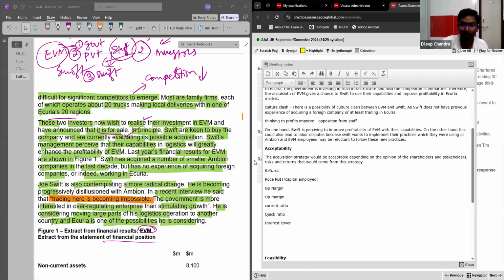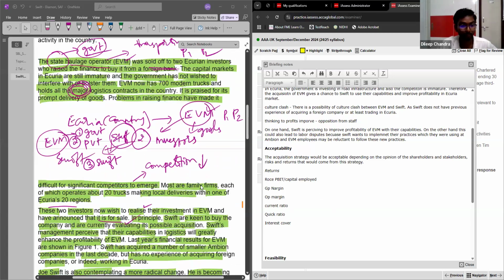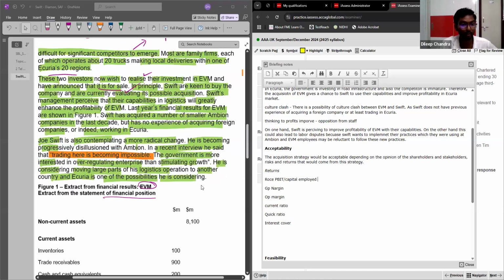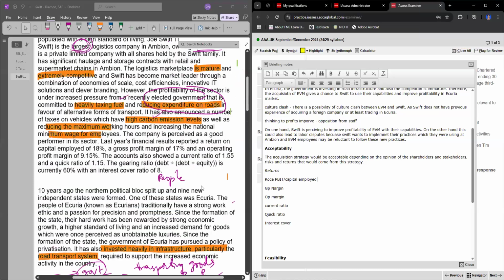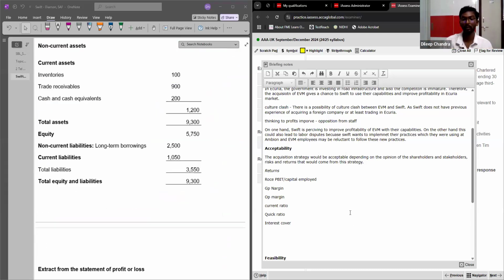So what is the PBIT? By the way, these returns, GP margin, operating profit margin, belong to whom? We are going to calculate them for EVM or Swift? EVM, exactly. Because Swift they have already given. We will compare these two now. So ROCE is PBIT by capital employed.